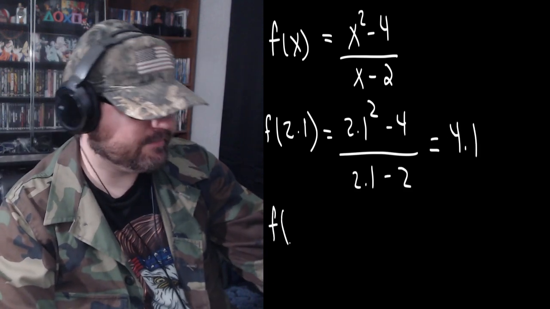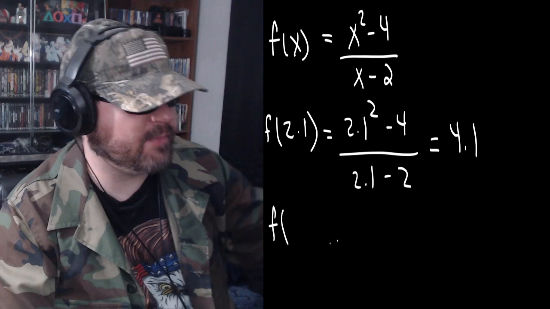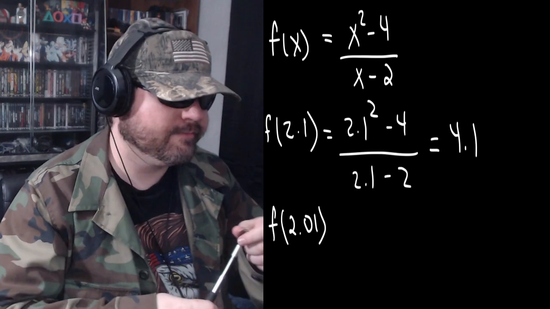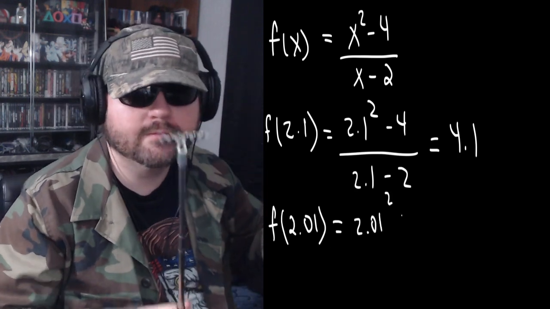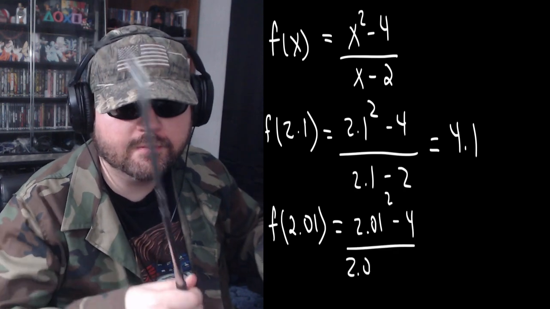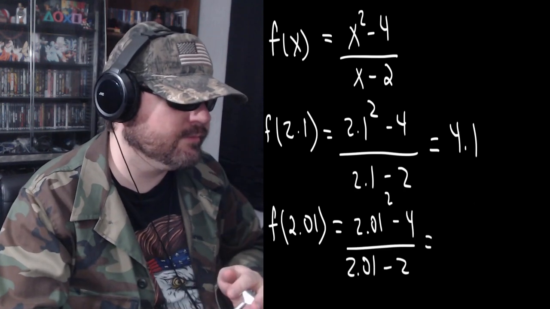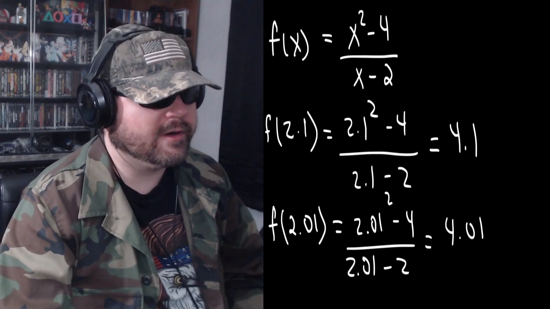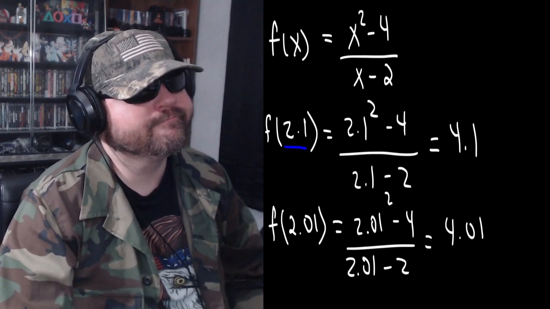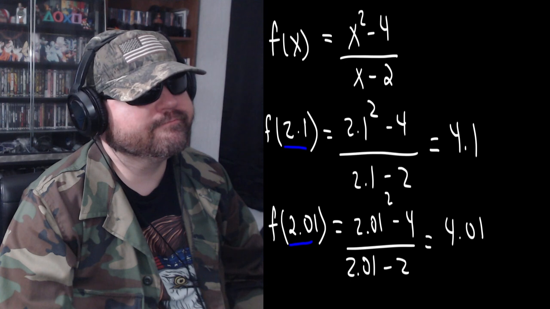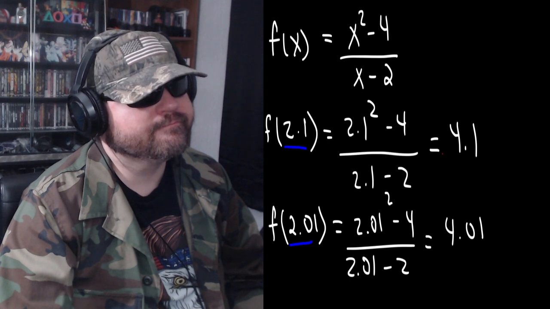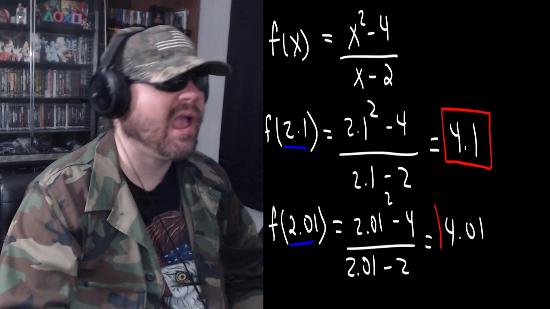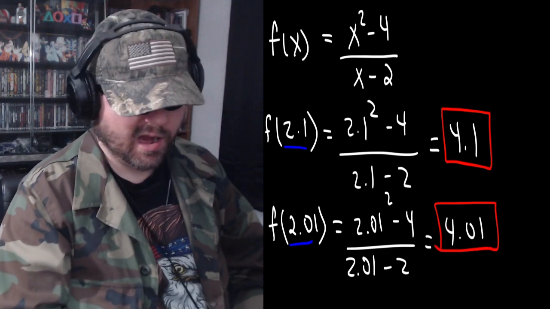Now, what if we plug in a number that's even closer to 2? I got the back scratcher, it's metal. Well, if we do that, this will give us 4.01. Alright. So notice that as x gets closer and closer to 2, the value of the function gets closer and closer to 4.